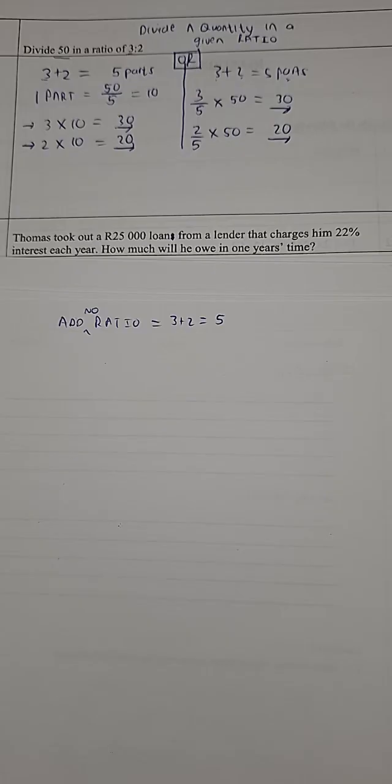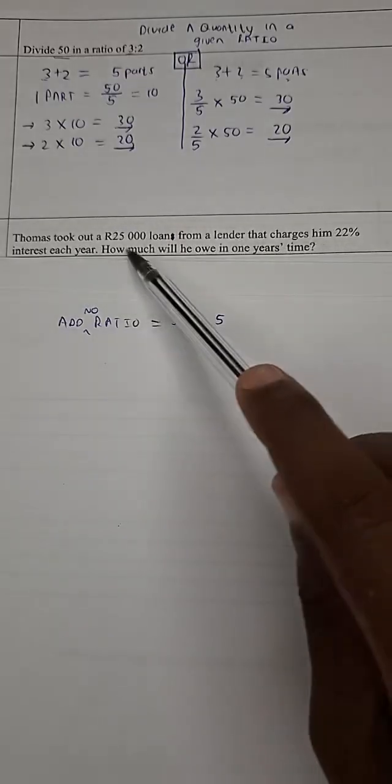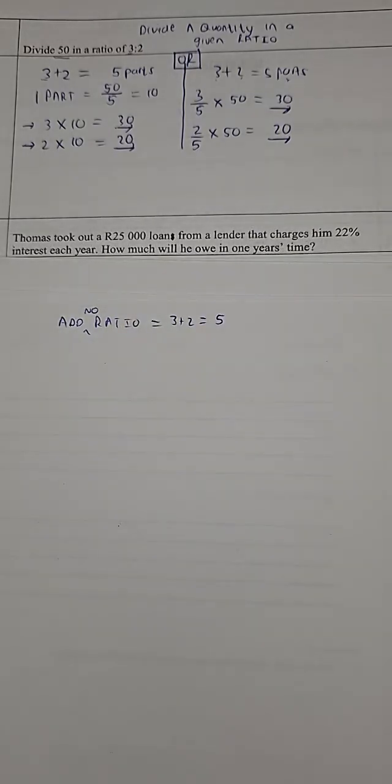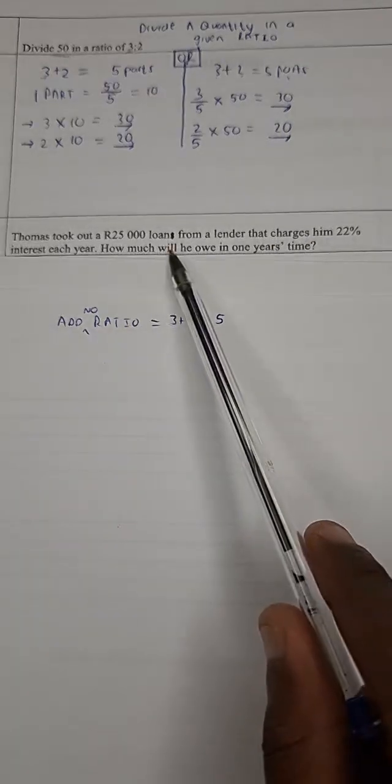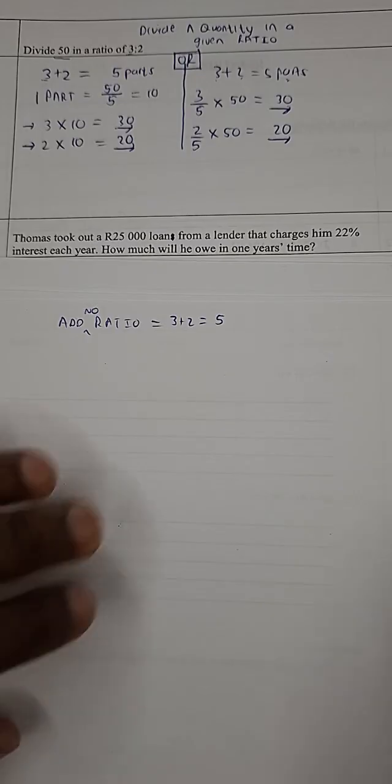Remember, if you take out a loan, you are taking money, but then the person who is going to be giving you the money, they charge you interest, okay, on the money that you have actually taken. So the lender here, which is the person giving the money to Thomas, charges Thomas 22% interest rate each year. So every single year, there's this 22% interest that needs to be paid back by who? By Thomas. Now they are asking how much will he owe in 1 year's time.